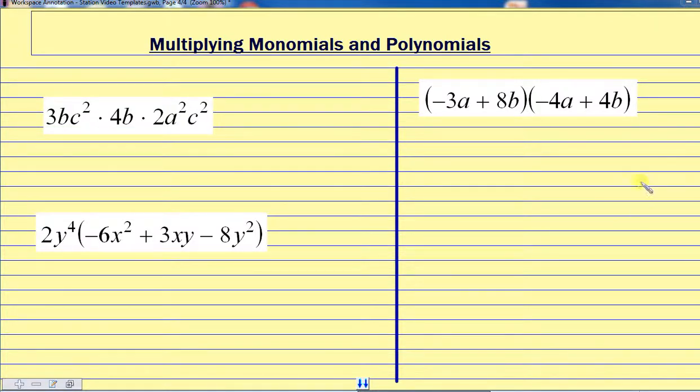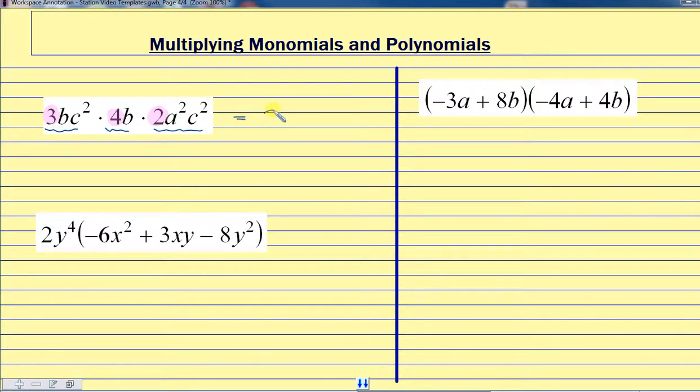Alright, so when you are multiplying monomials to polynomials or polynomials to each other, you just follow the rules for multiplying exponents. Here we have three monomials times each other. We have this one, 3bc squared, times this one, 4b, times this one, 2a squared c squared. So the coefficients will multiply to each other just like they always have. 3 times 4 is 12, times 2 is 24.